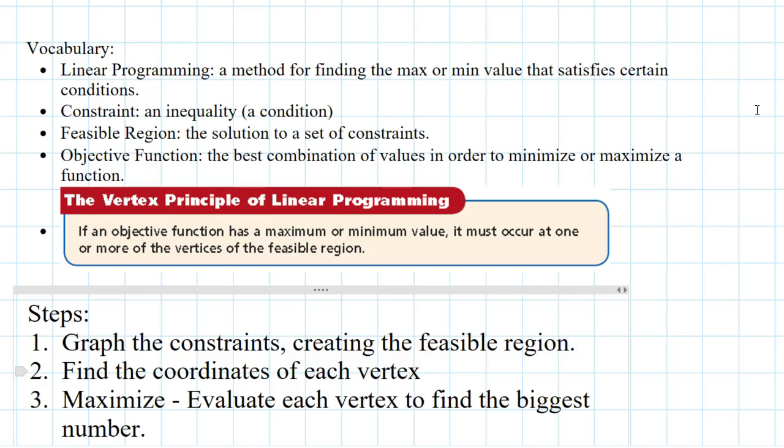The vertex principle: if an objective function has a maximum or minimum value, it must occur at one or more of the vertices of the feasible region. The steps. Number 1, graph the constraints creating the feasible region. Number 2, find the coordinates of each vertex or corner. Number 3, maximize. Evaluate each vertex to find the biggest number. Now, once we go through the example, this will totally make sense.